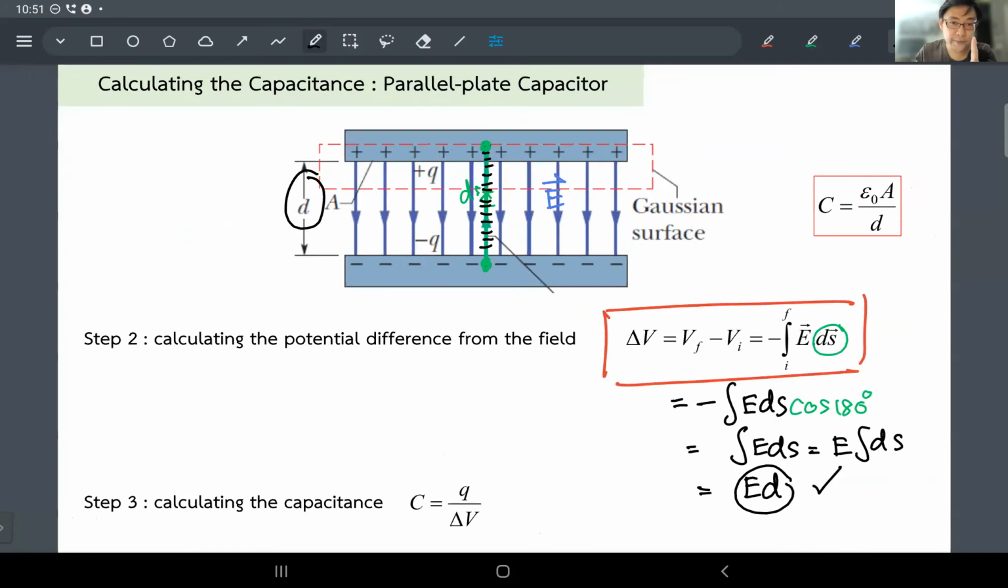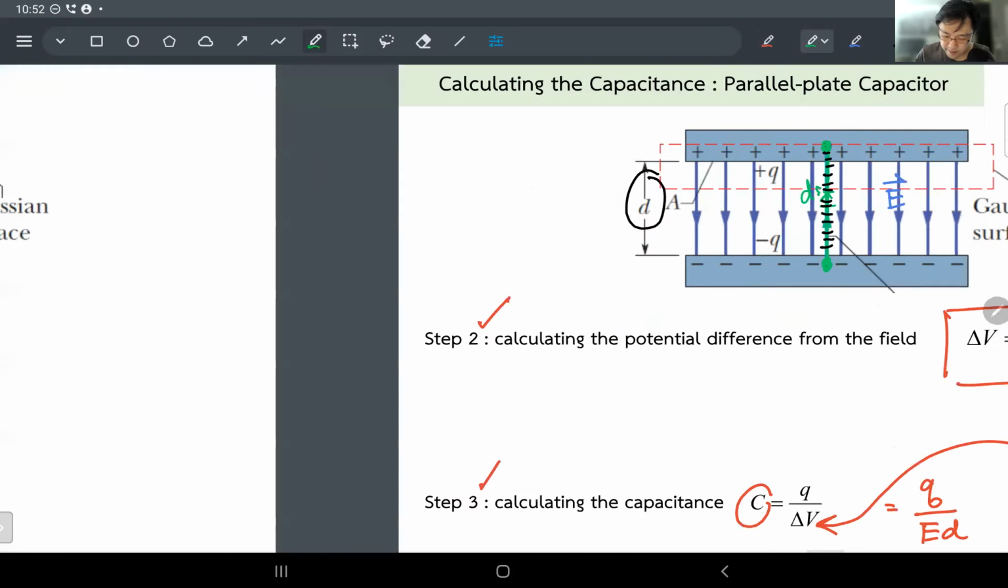So now that is the potential difference between the positive plate and the negative plate. The last step is the easiest one. So step number 2 is done. You already calculated the potential from the field. The capacitance is just the charge per potential difference that you got from step 2. So I just take that and plug it in here. What I'm getting is Q over E times D. But E, we got from the first step.